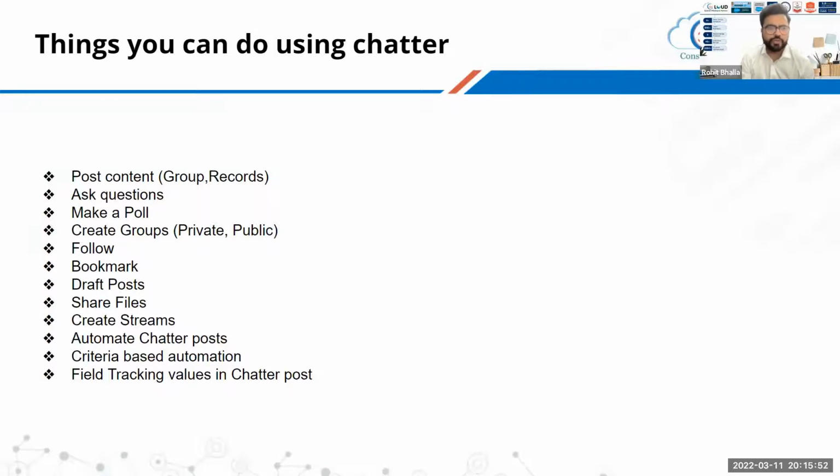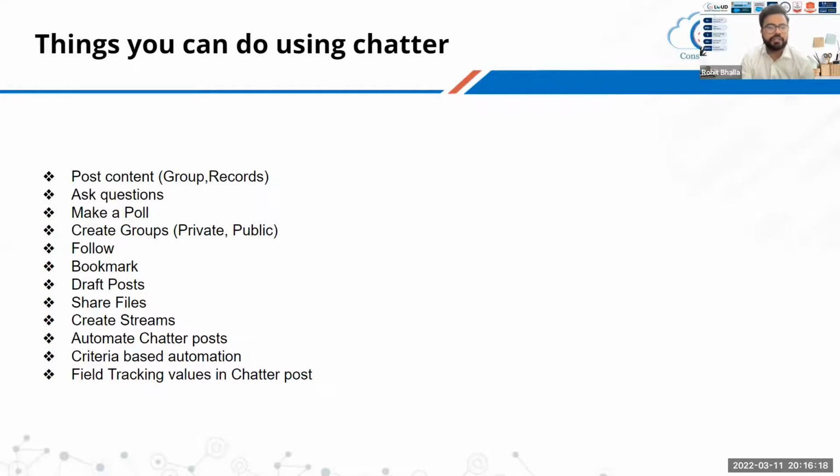Criteria-based automation. If any action is taken and the criteria are met, we can send the chatter post. Let's suppose we are going to demonstrate when we close the opportunity, we can make the chatter post on that particular record. We can make it into the groups, and that's what we can do, so you don't need to do it manually all the time.